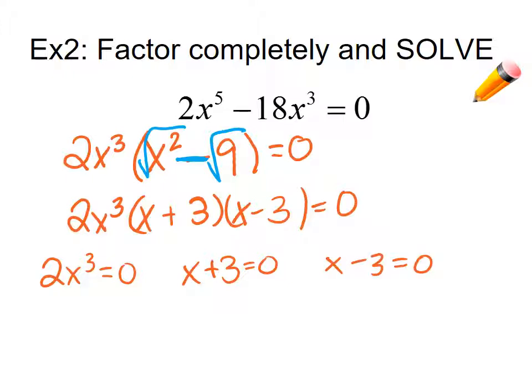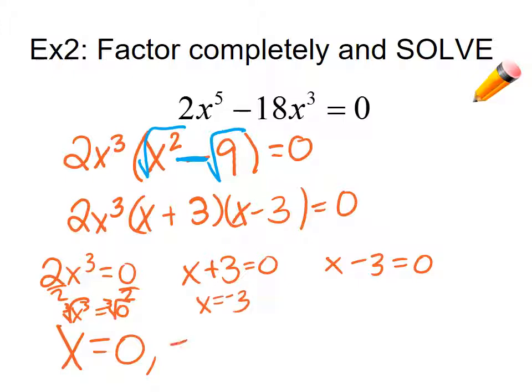In this case, if I divide by 2, I'm still at 0. If I cube root, I'm still at 0. So my GCF gives me the answer of 0. I end up with x equals -3 for my second factor and +3 for my third factor. Again, I can check these answers by plugging them in.